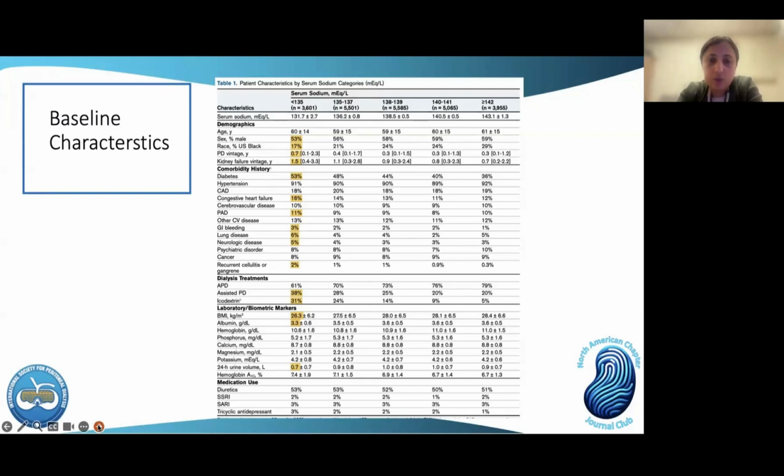They were less likely to be on a cycler and more likely to be on assisted PD. Most of them were using icodextrin, and in terms of BMI, they had the smallest BMI amongst the other groups, and albumin was the lowest in this patient population, and they were making the least amount of urine, just 0.7 liter in 24 hours compared to the other group.